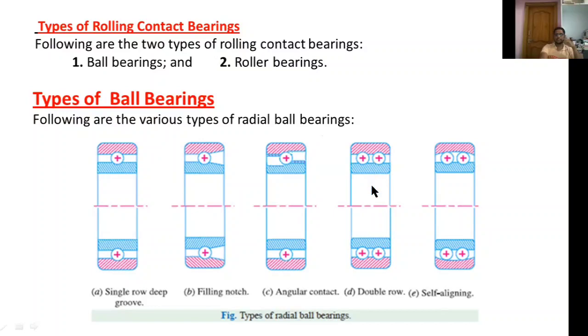double row ball bearings have a higher contact area as compared to single row deep groove ball bearings. That's why double row deep groove ball bearings are used to resist high loads.